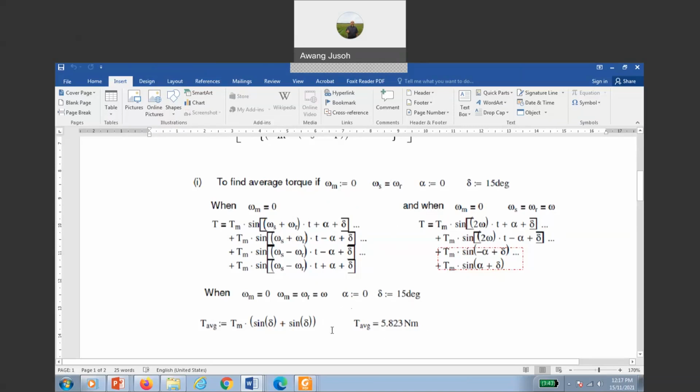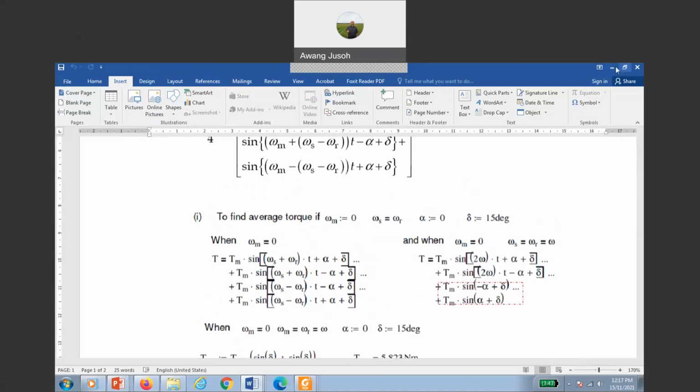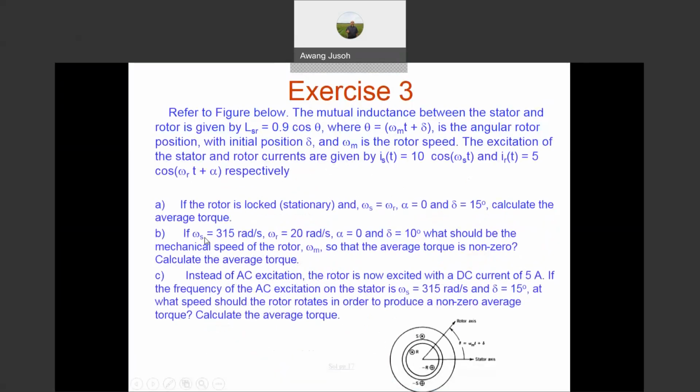The three-phase induction motor produces average torque like that. Okay, now we go to the second one. They said here now omega s equal to 315 and omega r equal to 20. They give the data for the angular velocity, the frequency omega s in radian per second, and omega r in radian per second.